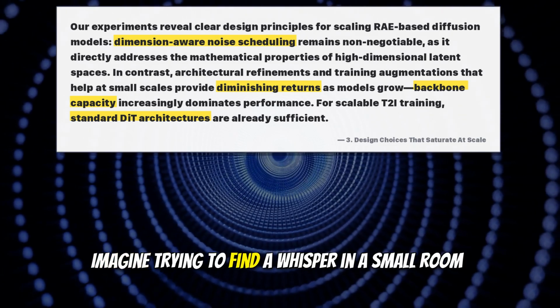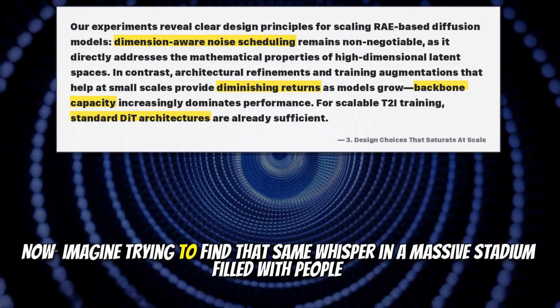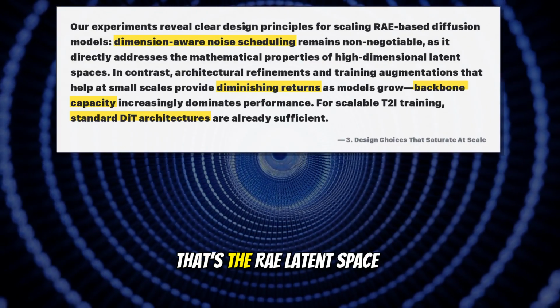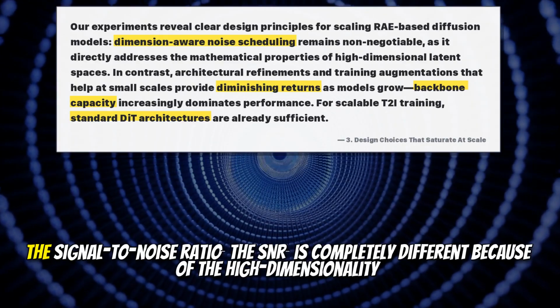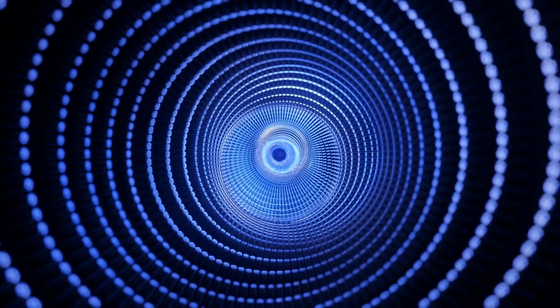And the standard schedules were all built for VAEs, these small, low-dimensional spaces. Exactly. Imagine trying to find a whisper in a small room. That's a VAE. Now imagine trying to find that same whisper in a massive stadium filled with people. That's the RAE latent space. The signal-to-noise ratio, the SNR, is completely different because of the high dimensionality. The signal gets drowned out much faster in the big space.